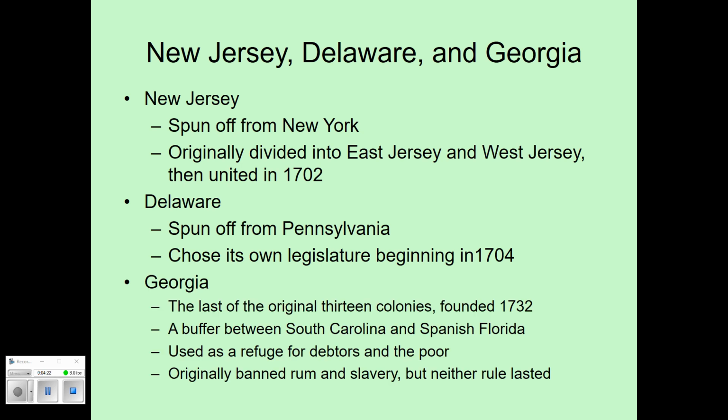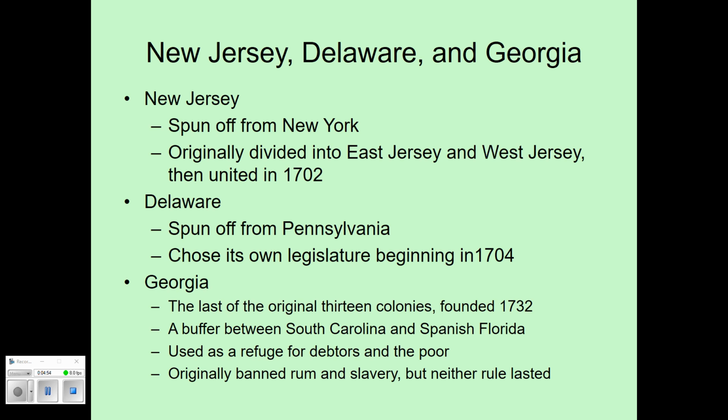And the last of the original 13 colonies to be founded was Georgia, founded in 1732 as a buffer between the lucrative rice fields of South Carolina and Spanish Florida. Of course, the Spanish were hostile to the English, and the English wanted some ground in between Spanish controlled territory and their wealthy colony of South Carolina.